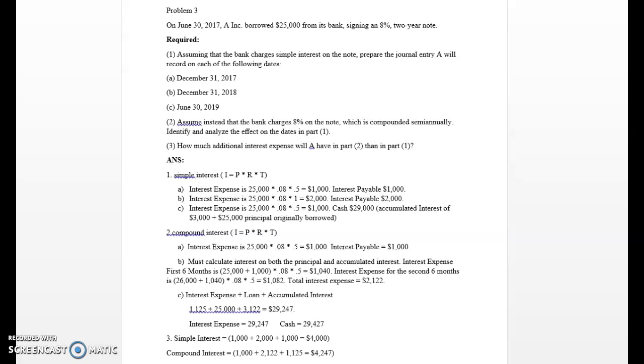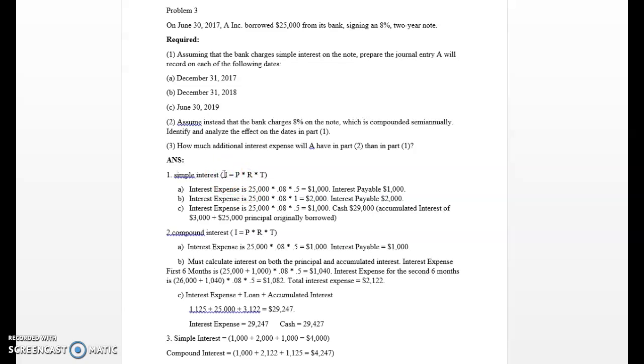So, obviously, this question is asking: on June 30th, 2017, A Inc. borrowed $25,000 from its bank, signing an 8% 2-year note. The first part of this problem, we're assuming that the bank charges simple interest on the note. Prepare the journal entry A will record on each of the following dates: December 31st, 2017, December 31st, 2018, and June 30th, 2019.